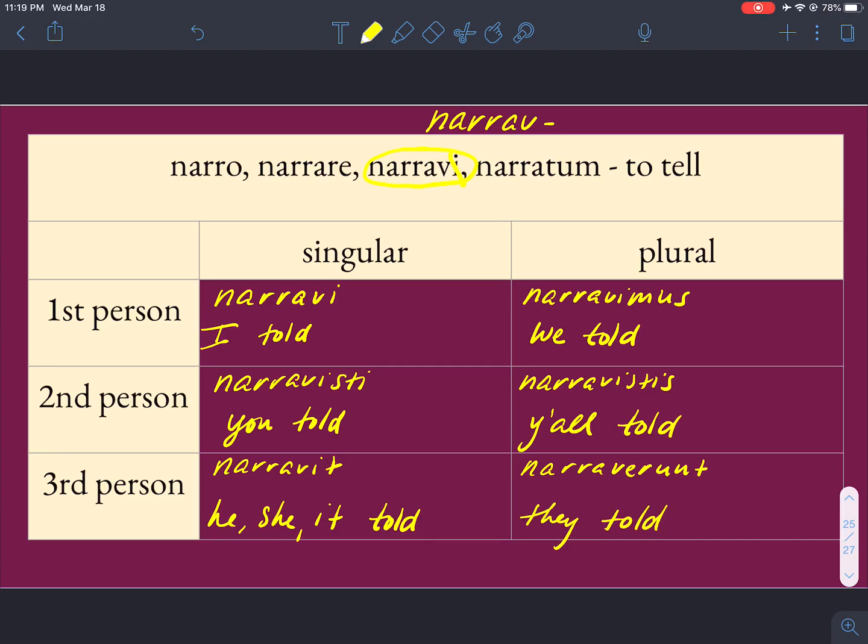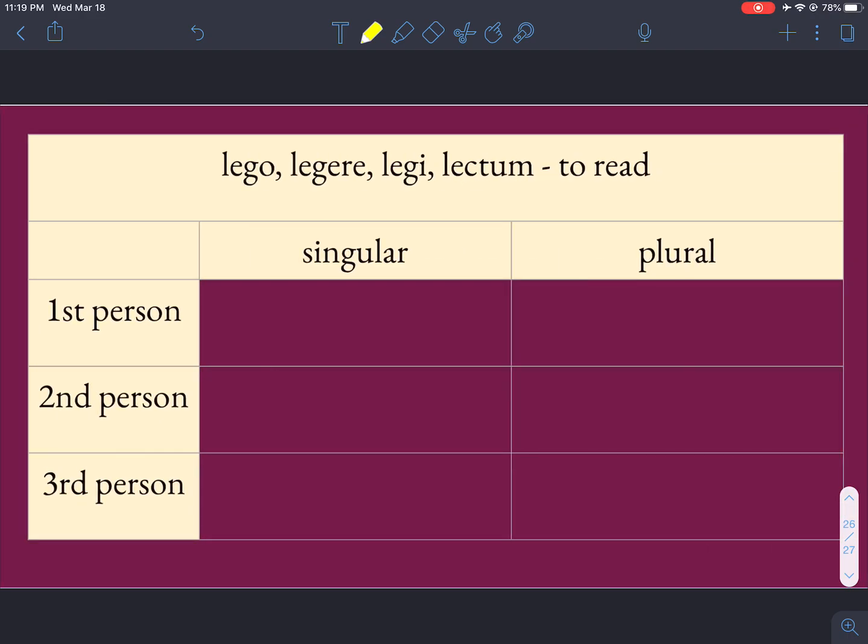Okay, that's number 4. And number 5, finally, okay? Lego, legere, legi, lectum. All right, again, this is another example of why you need to know your principal parts, because the third principal part is really weird. All right, so leg is your stem. Let's go through and add.